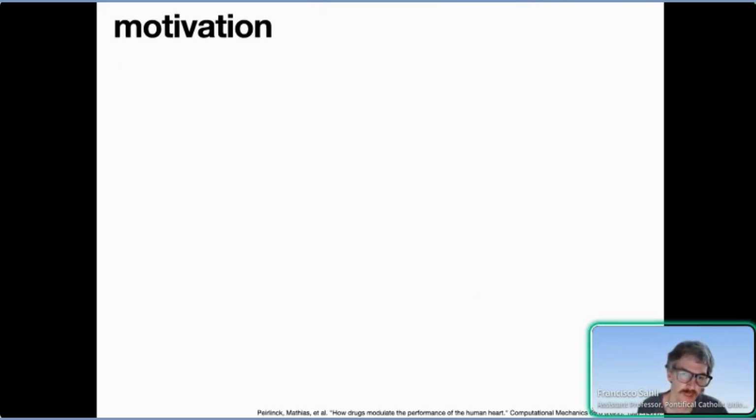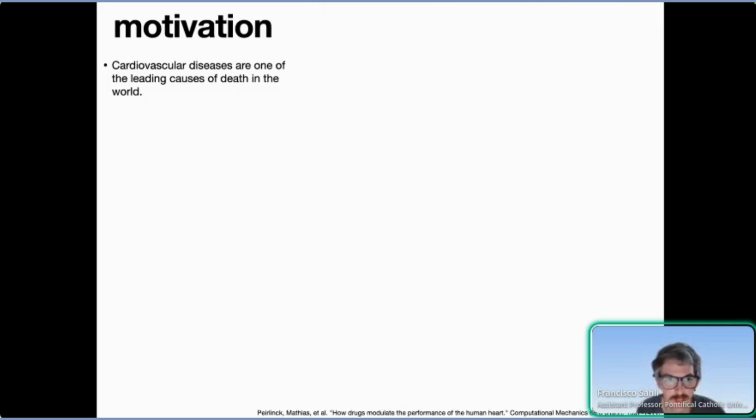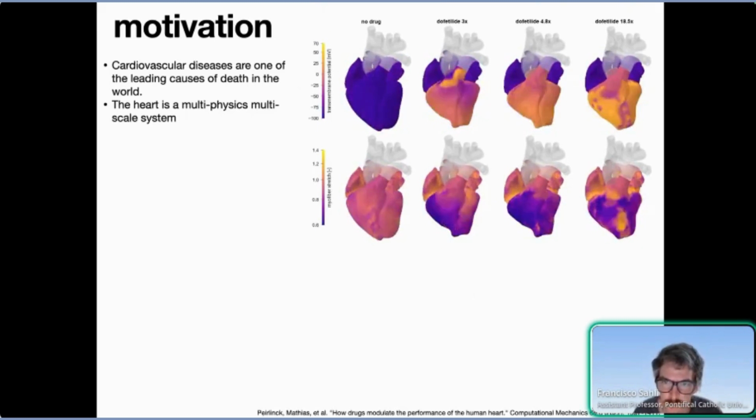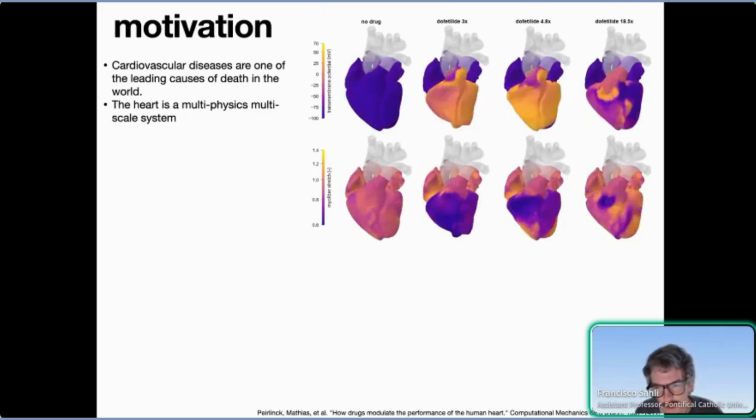So I worked, as the previous speaker, also in the heart mainly. Why we work on this topic is because cardiovascular diseases are one of the leading causes of death in the world, and the heart is actually a quite complicated system. It's multi-physics and it's also a multi-scale system. So here is a simulation that we have done.